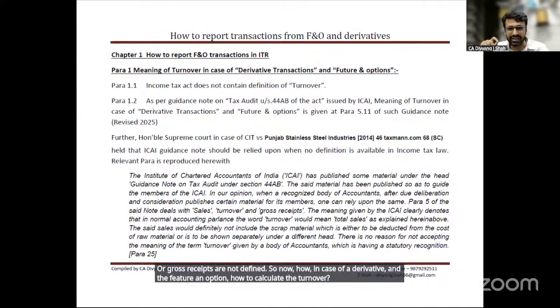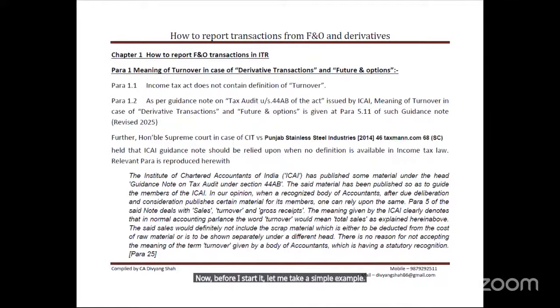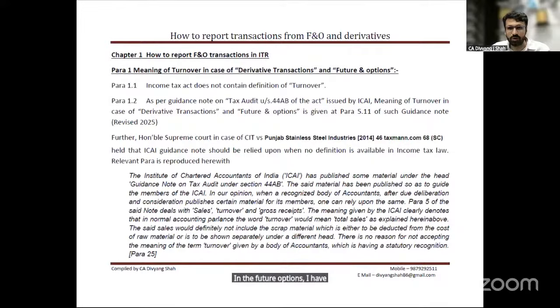Before I start, let me take a simple example. In futures and options, I have purchased, for example, an option. For that, I have paid a premium.